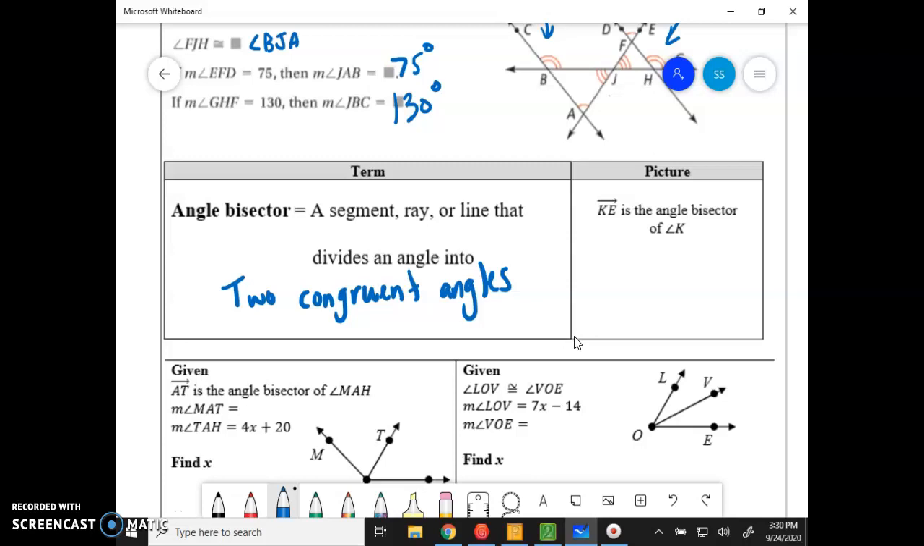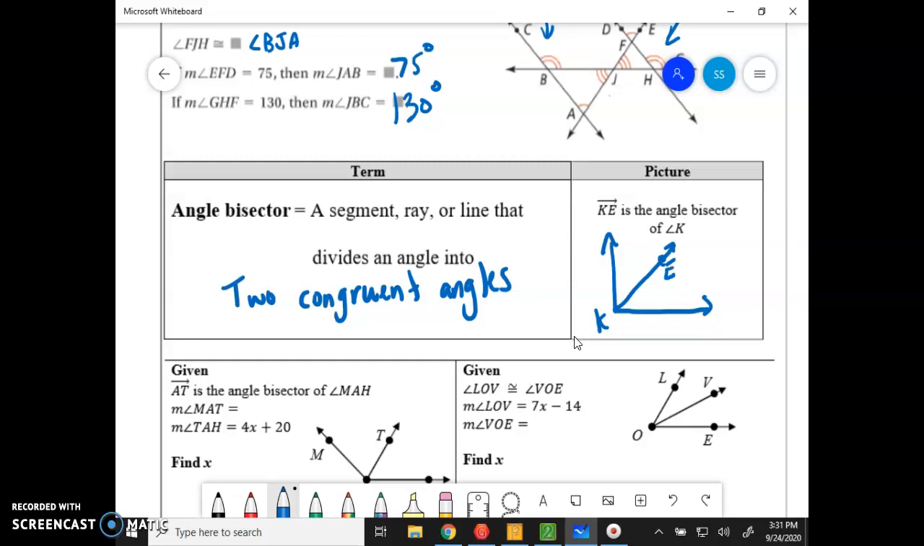All right, so let's make K a nice big angle. K. So that means this is the endpoint here, and ray KE is going to be splitting this right in half. I'll put point E there as well.